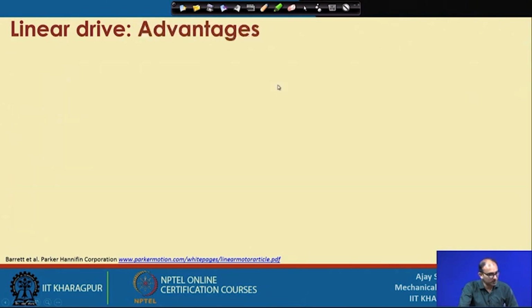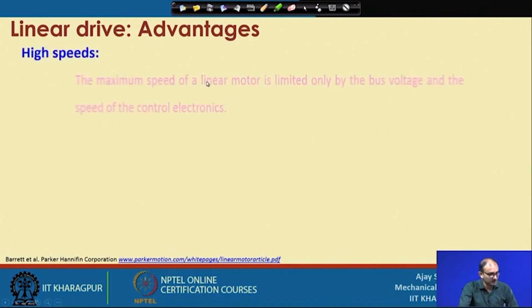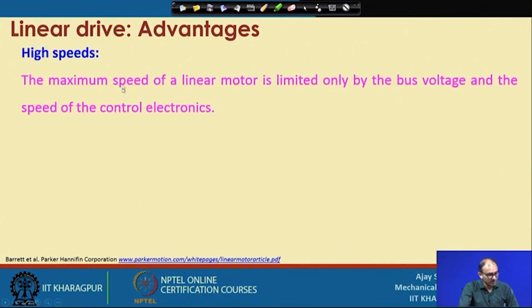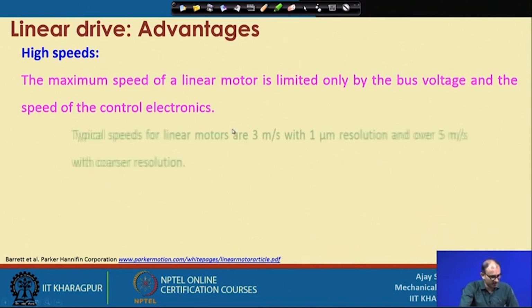Now, let us discuss all the advantages and disadvantages of this linear drive. First one is the high speed, because speed is limited by the wear and friction in the conventional drives. Here we are not getting any contact between the two surfaces. So, the speed is limited by the bus voltage and the speed of the control electronics. How frequently you are changing those poles between the north and south, depending on that you can get the speed here.